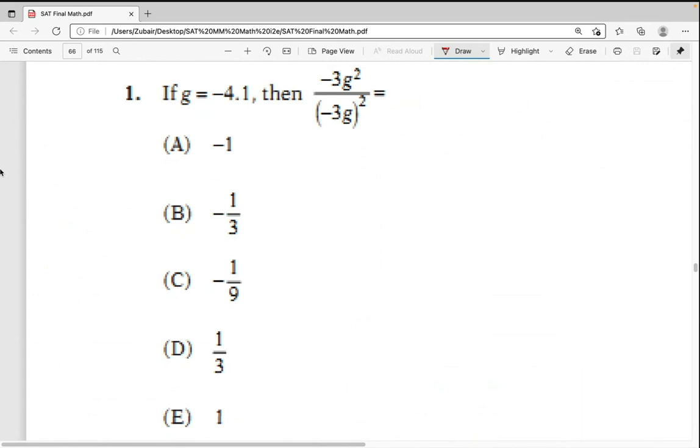Wouldn't it just be minus 1 over minus 3? It's minus 1 over 3, yes. Irrespective of whatever the value of g is, your answer is going to stay the same. Numerator is minus 3g square. Denominator is 9g square. So we already get rid of g. That is negative 1 by 3 for any value of g.